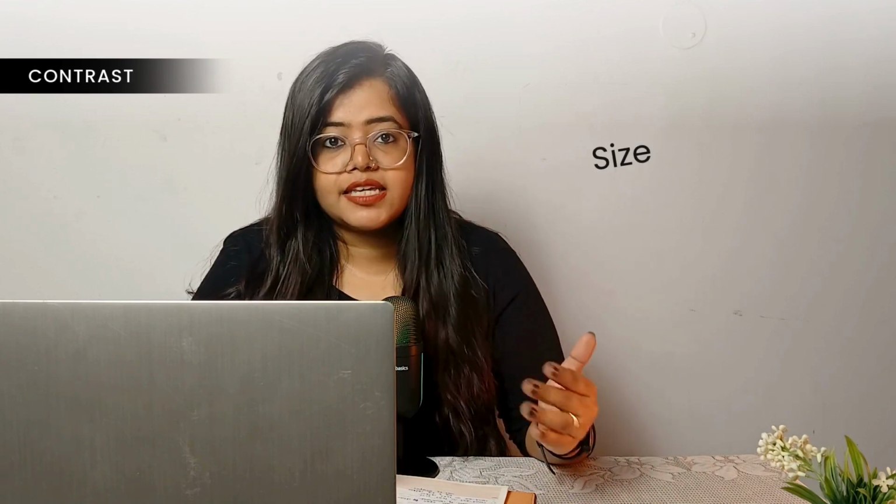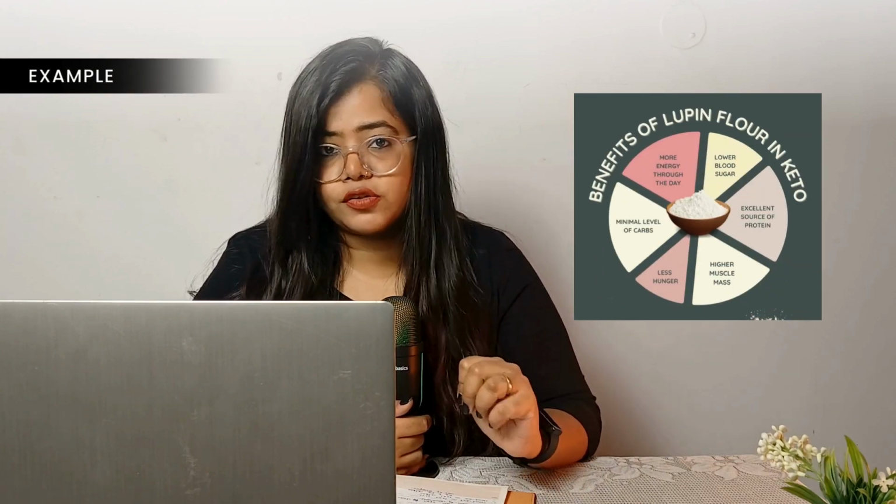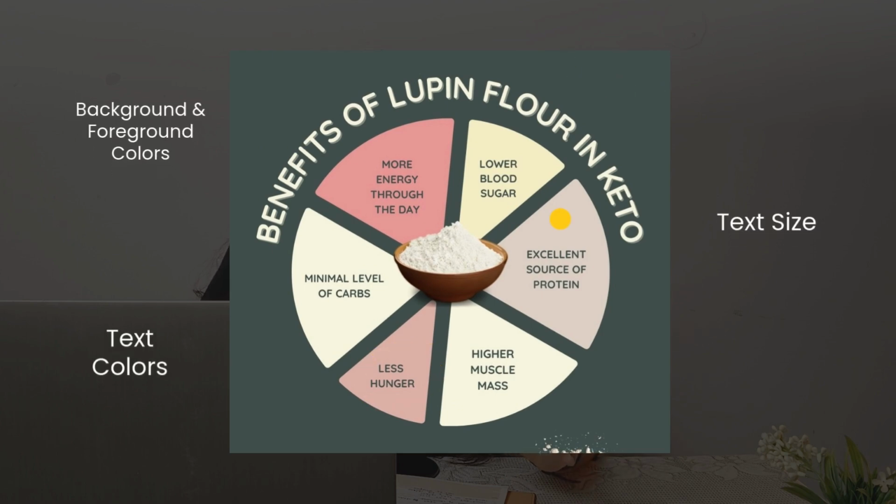Now, this principle is one of my favorites, and I use it quite extensively in my designs. Can you guess? Well, it's called contrast. It's all about adding visual interest by using different elements in terms of their size, shape, or color. Let's take this example. Here, I can spot 4 clear points of contrast. Contrast in text size, contrast in text colors, background and foreground colors, and contrast in use of shapes.